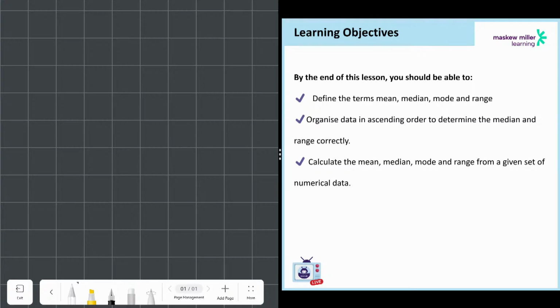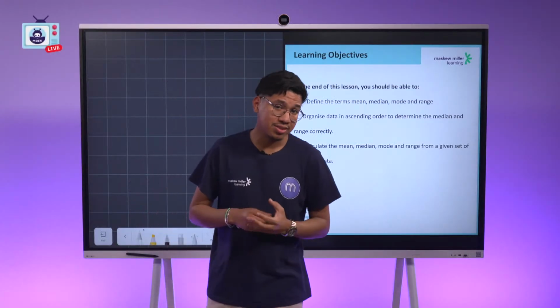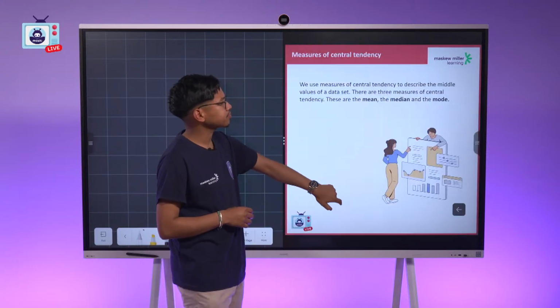So again, it is very important for us to understand ascending before we can determine the median and the range correctly. And then besides defining the mean, median, mode and range, we need to calculate the mean, median, mode, and range from a given set of numerical data. So when you see numerical data, it is telling us that it's data that encompasses numbers, right? Not letters, not words, but rather numbers, okay?